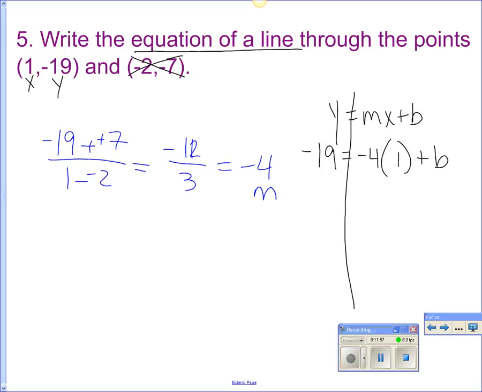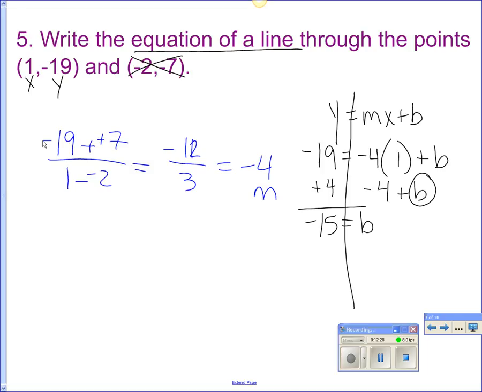Draw your line. Parentheses first. So you're going to multiply negative 4 plus b. And you're trying to get b by itself, so you move the negative 4 over here. Gives you negative 15 equals b. Anybody get that on their own? The negative 15 part? Wow.